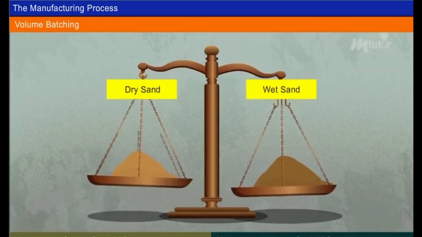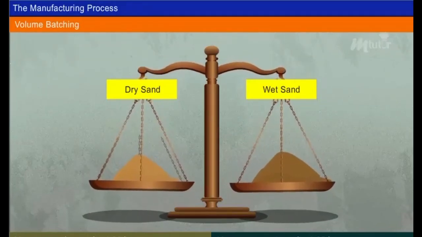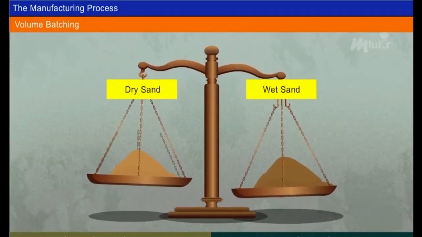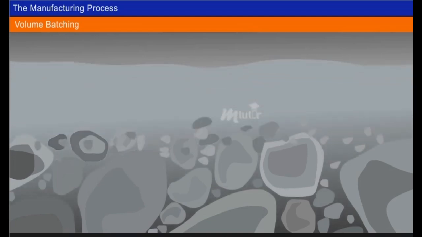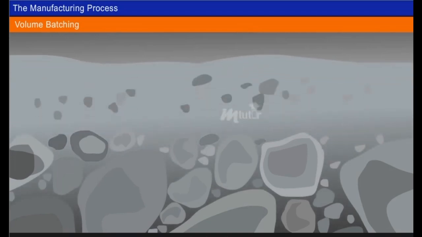Volume batching is not an ideal method of batching. Wet sand has a higher volume than the same weight of dry sand. Hence, the proportion may vary. This improper proportion affects the quality of concrete.